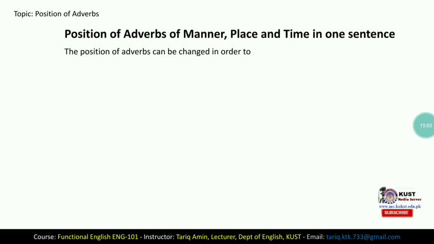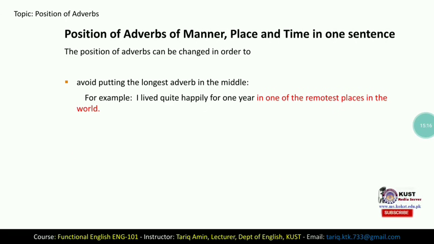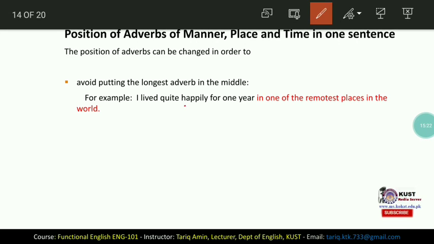And apart from it, you can change the position of adverbs when you want to avoid putting longest adverbs in the middle. For example, I lived quite happily for 1 year in one of the remotest places in the world. Now this is a very long adverbial, and you don't want to put it in the middle of the sentence. That is why you can use it at the end of the sentence as well. If you want to avoid putting long adverbs in the middle, you can change their position.